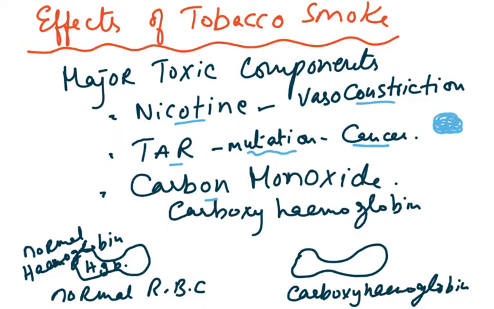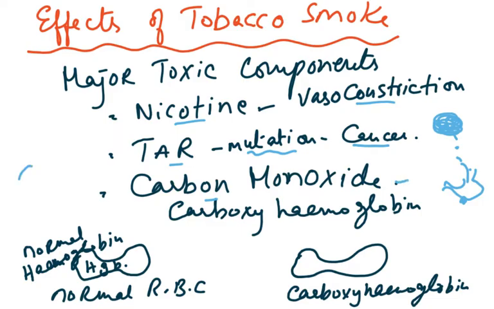So this lump of cells is cancer, but then some of these cells can break off and go and enter some other organ. Maybe it goes to the stomach and starts to grow in the wall of the stomach. So that is why the cancer is going to spread. So nicotine, tar, and the third one is carbon monoxide.